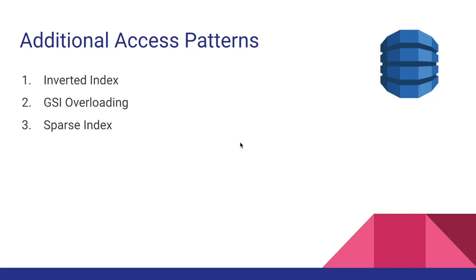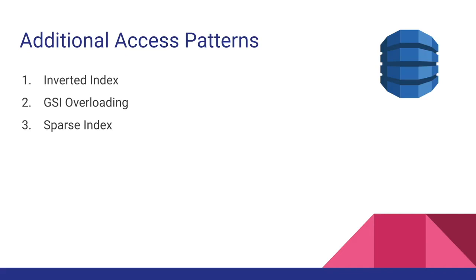So in this video, we are going to cover the additional access patterns for our DynamoDB data modeling application. We are going to cover the inverted index. In the upcoming video, we will cover GSI overloading and sparse indexing. So what is an inverted index? Inverted indexes are used to model a many-to-many relationship.